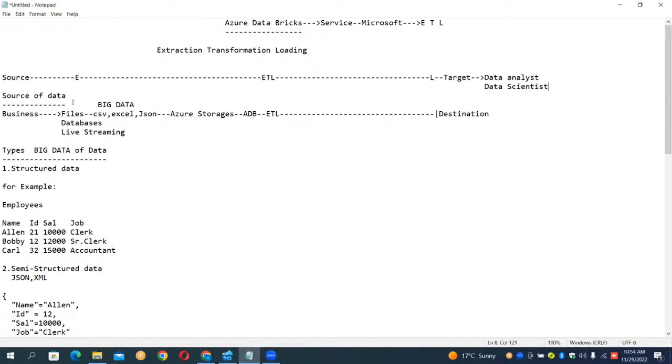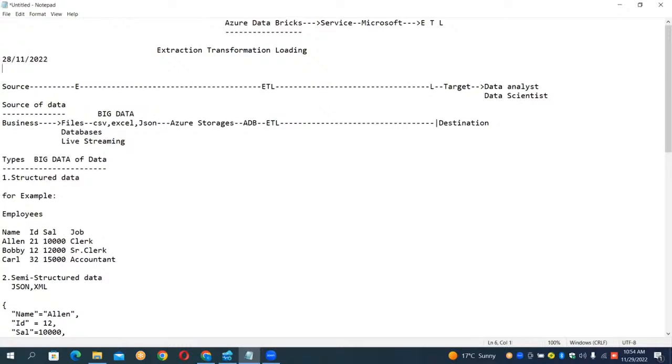Suppose you have data like this, all of you. Let us say here, for example, you have sales on 28/11/2022, and you have sales on 29/11/2022. So now, what is the difference in sales? Whether the sales have increased or decreased between these two dates, it will be given by the data analyst.